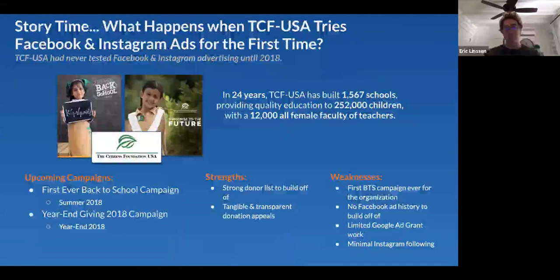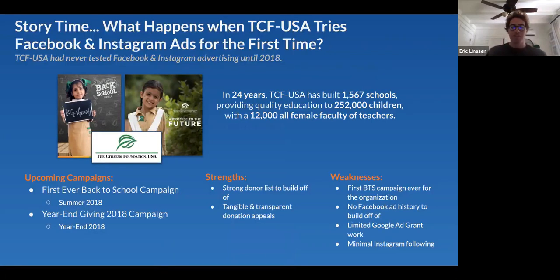We think it's in a really good spot, but it's always helpful to bring it into a more real world example. So we'd love to share how we worked with TCF USA, one of our clients, when they tried Facebook ads for the first time, and then how they use the platform over 3 years to increase revenue online.